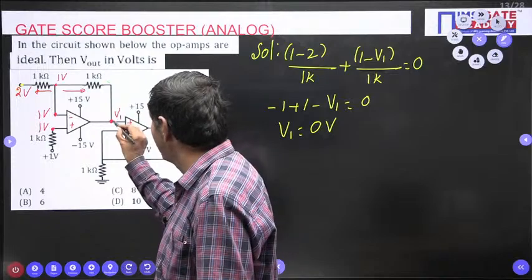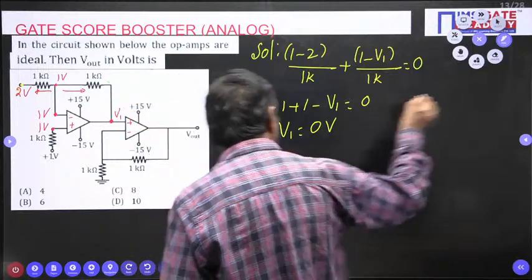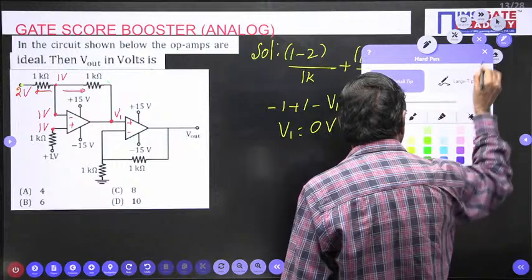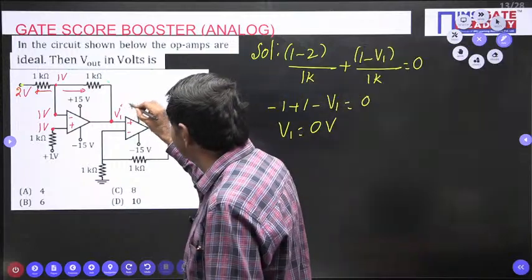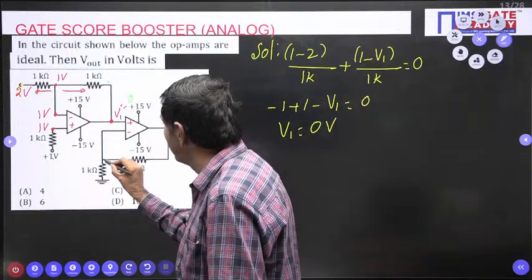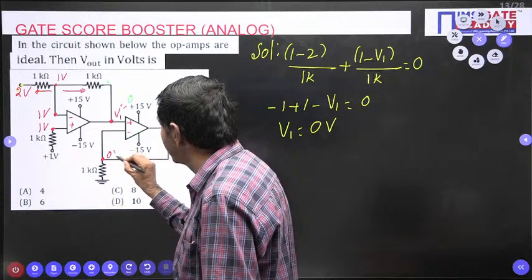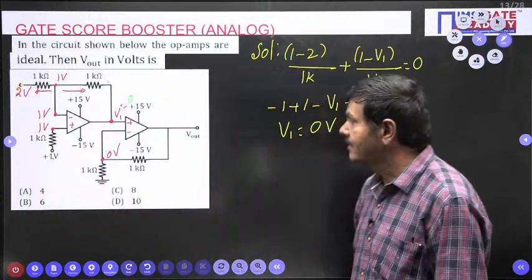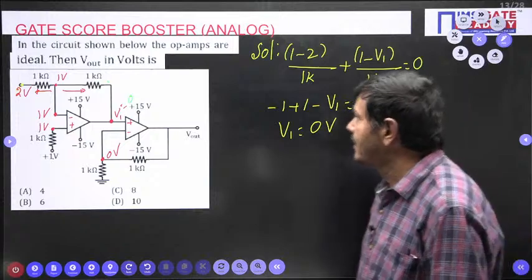This voltage I got 0 voltage. I am putting here now. This voltage is given 0 voltage. If it is 0 voltage, same voltage I can get here now. Same 0 voltage I can get this side. Same 0 voltage I can get here now. It is a 0 voltage.